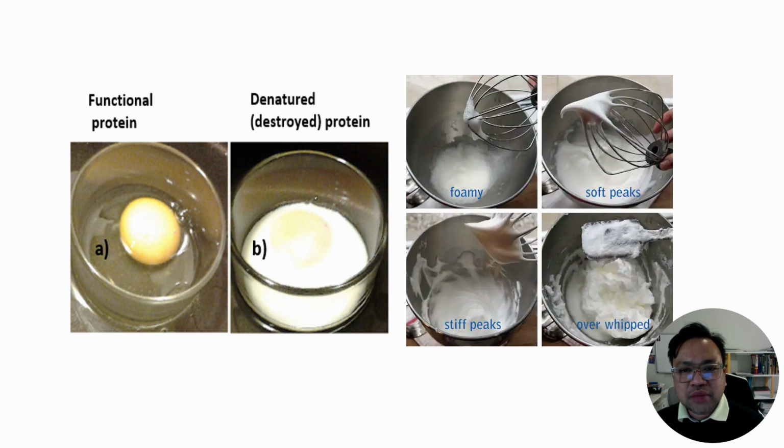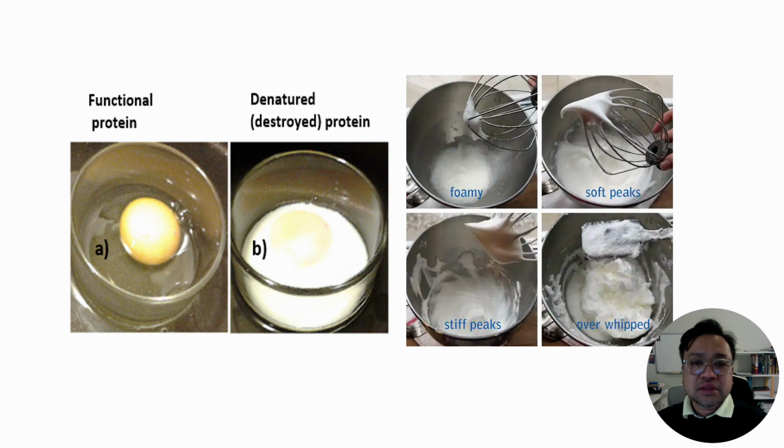This process disrupts the egg's protein structure, resulting in a solidified, opaque appearance as the proteins lose their original shape and function. The right side shows whipped egg whites. The first one shows a foamy egg white. Initial whisking introduces air into the egg whites, forming bubbles, but the proteins are still partially structured. With the soft peaks, continued whisking causes the proteins to unfold and partially denature, stabilizing air bubbles and forming soft peaks.